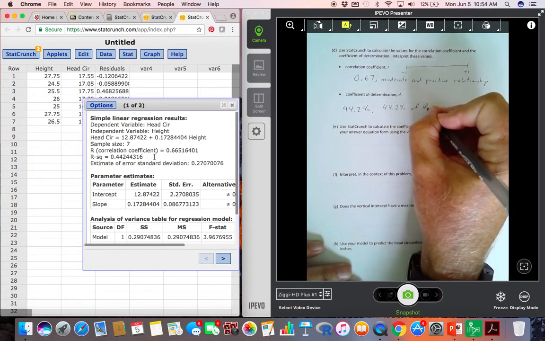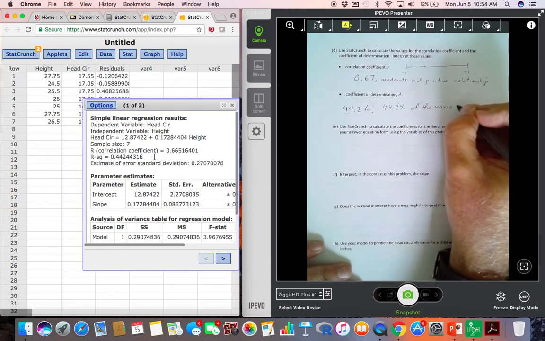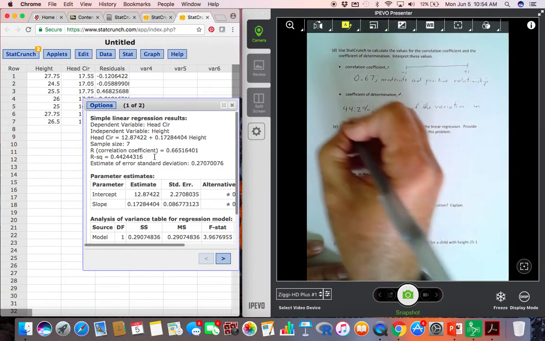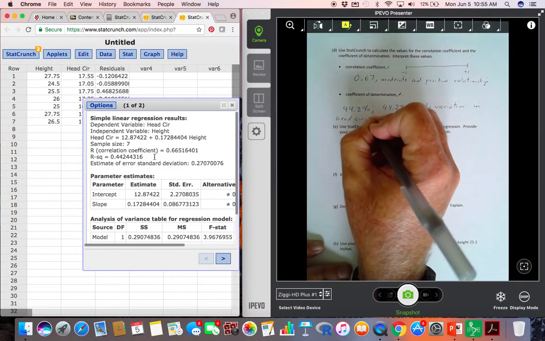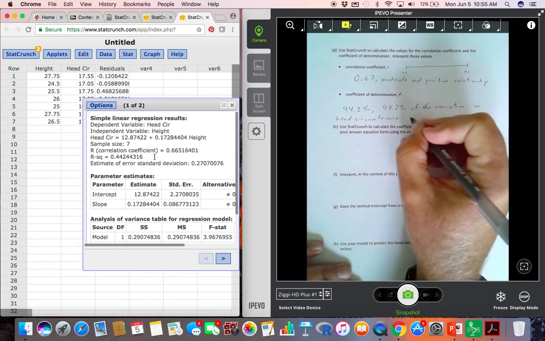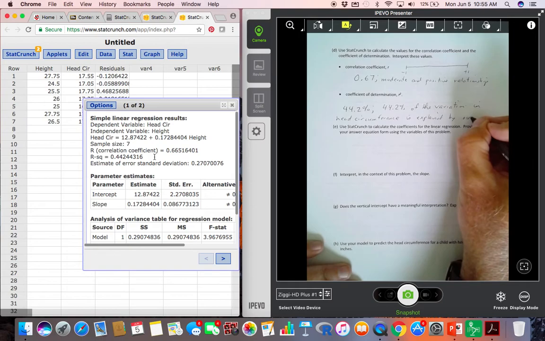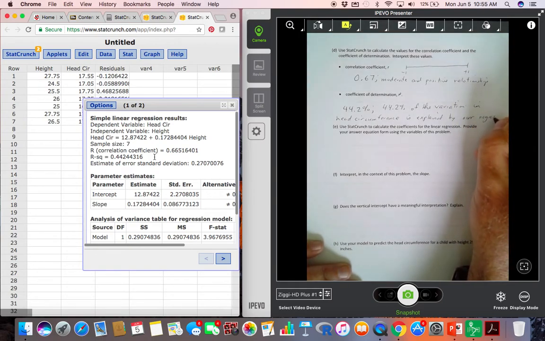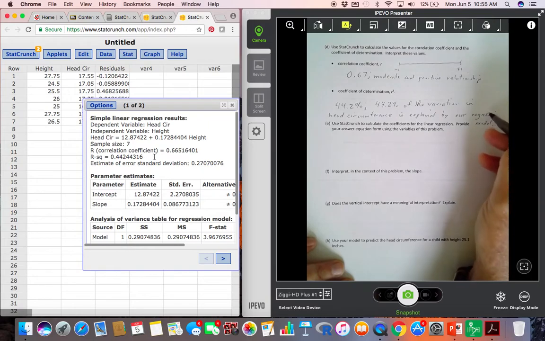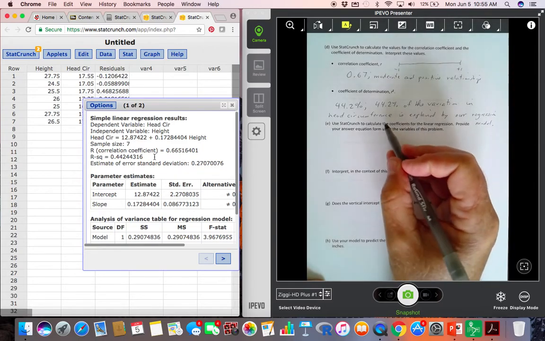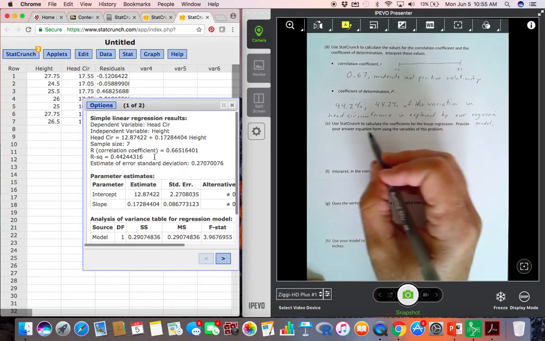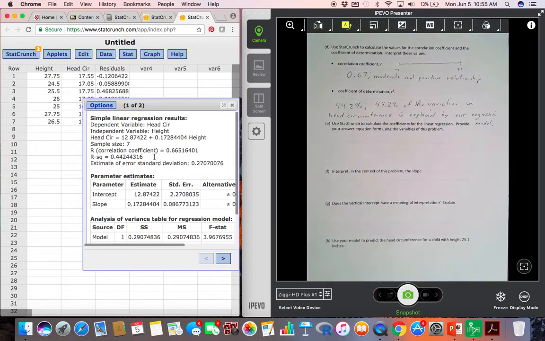44.2% of the variation in our y is explained by our regression model. It's kind of weird that you would explain something at this stage by something we haven't even created yet. But guys, right here we can create this regression model. And the answer is right there.